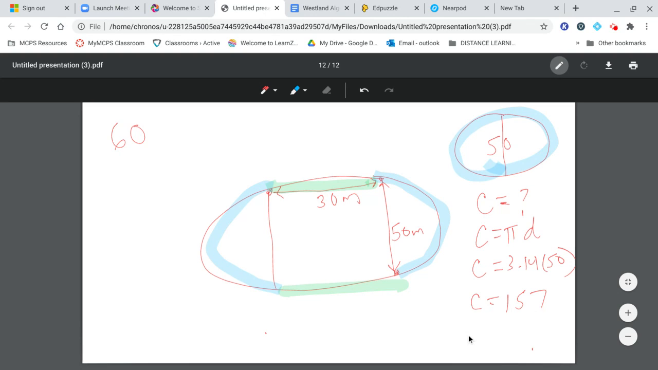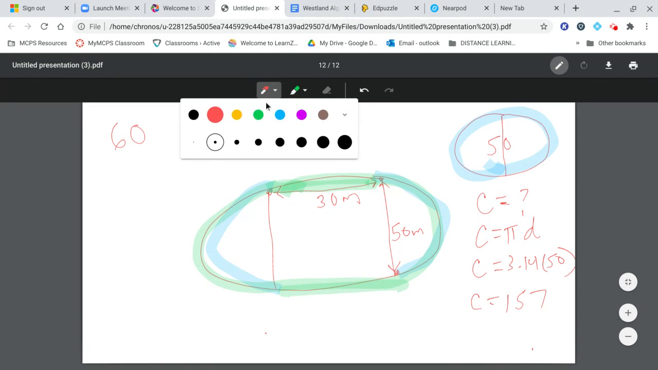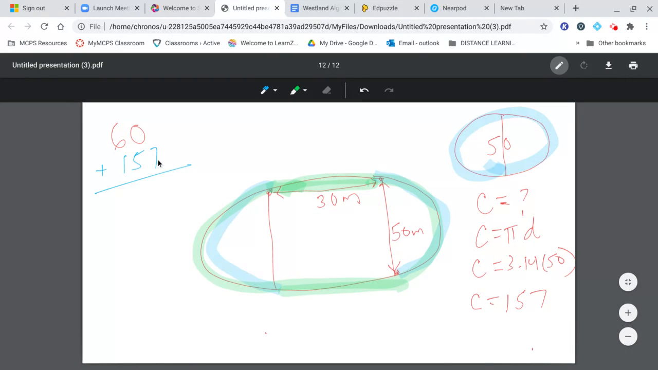My final question is, how far would the person run if they ran all the way around the track? Once around, not twice, just once around the track, how far would they run? All right, well, hopefully you said 60 plus 157 is 217. And, well, you didn't have to put meters because it was multiple choice meters.